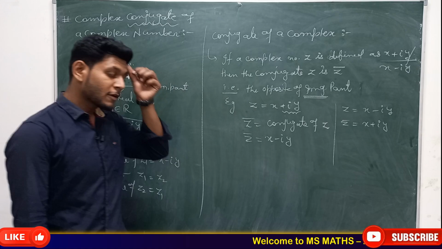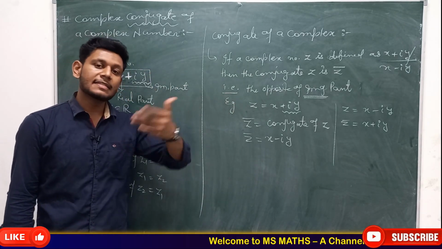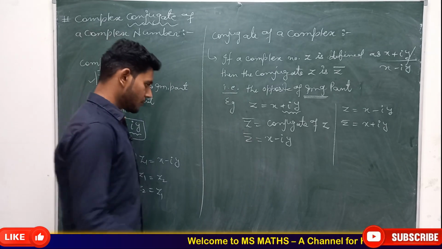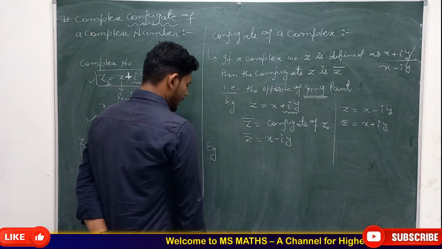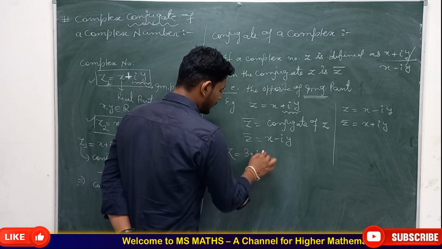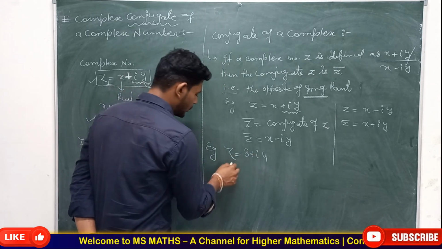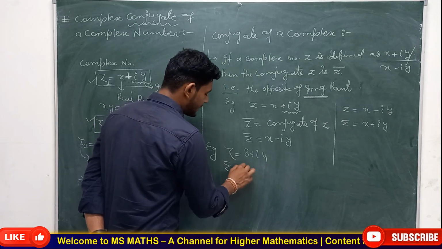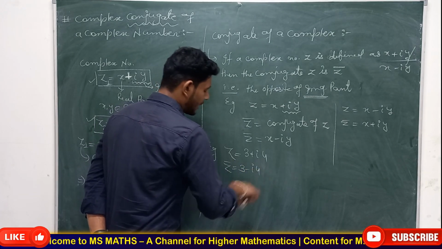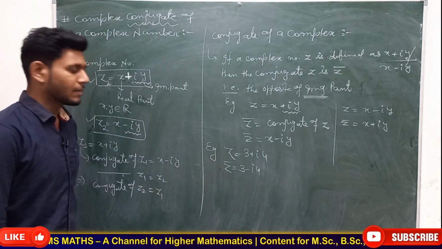सो जब भी आपके पास में कॉन्जुगेट का क्वेश्चन आए तो आपको इमेजिनरी पार्ट को क्या करना होता है, साइन चेंज करके लिखना होता है. फॉर एग्जाम्पल, I have my z is equal to 3 plus iota 4. So this is a complex number. So what is z bar? In this case, it is 3 minus iota 4. So this is the conjugate of this number.